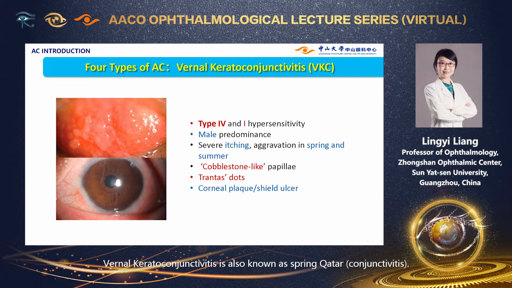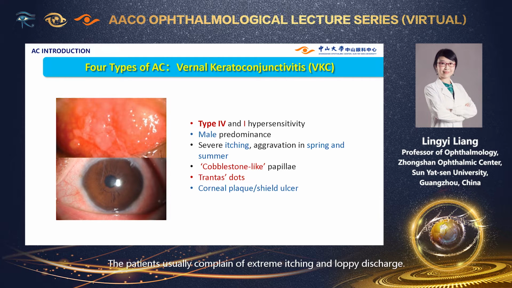Vernal keratoconjunctivitis is also known as spring catarrh. It is an uncommon bilateral allergic disease that usually begins in the prepubertal years and lasts for 5 to 10 years. It occurs much more often in boys than in girls. The specific allergen or allergens are difficult to identify. It is almost always more severe during the spring and summer.